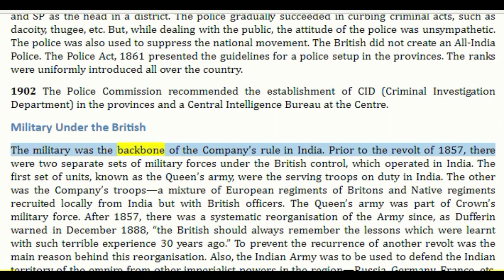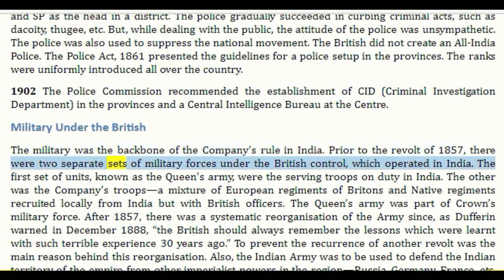Military under the British. The military was the backbone of the company's rule in India. Prior to the revolt of 1857, there were two separate sets of military forces under the British control, which operated in India. The first set of units, known as the Queen's Army, were the serving troops on duty in India. The other was the company's troops, a mixture of European regiments of Britons and native regiments recruited locally from India, but with British officers. The Queen's Army was part of Crown's military force.